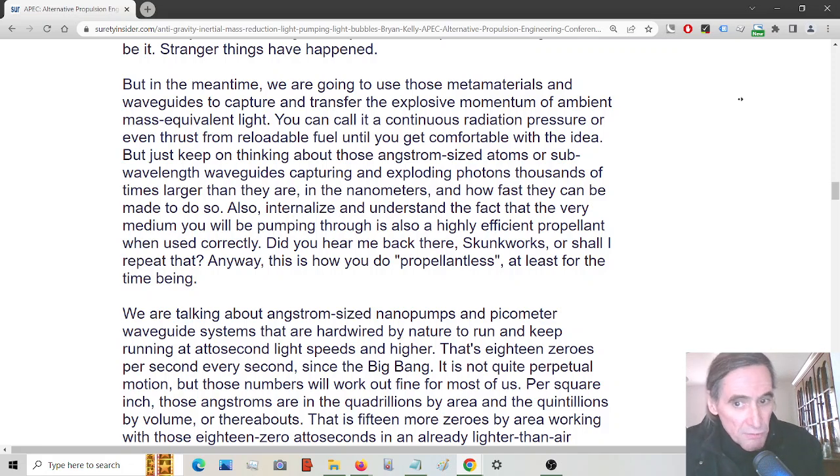You can call it a continuous radiation pressure or even thrust from reloadable fuel until you get comfortable with the idea. But just keep on thinking about those angstrom-sized atoms or sub-wavelength waveguides capturing and exploding photons thousands of times larger than they are in the nanometers and how fast they can be made to do so. Also, internalize and understand the fact that the very medium you will be pumping through is also a highly efficient propellant when used correctly. Did you hear me back there, Skunkworks? Or shall I repeat that? Anyway, this is how you do propellantless, at least for the time being.